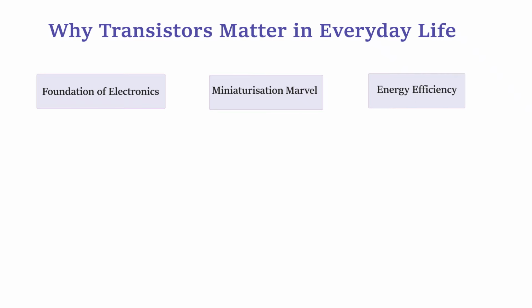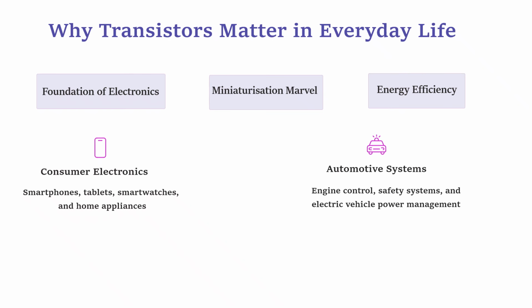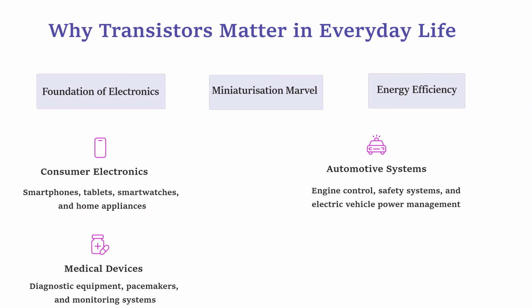Power-efficient transistor switching dramatically reduces energy consumption in electronics, contributing to longer battery life and lower environmental impact in our increasingly connected world. They are used in smartphones, tablets, smartwatches, and home appliances. Transistors are also part of automotive systems. Engine control, safety systems, and electric vehicle power management use a number of transistors.